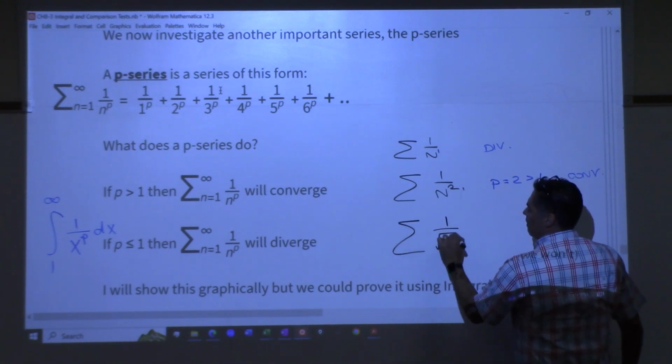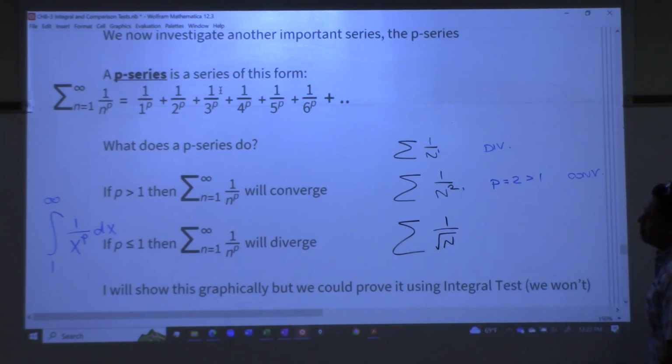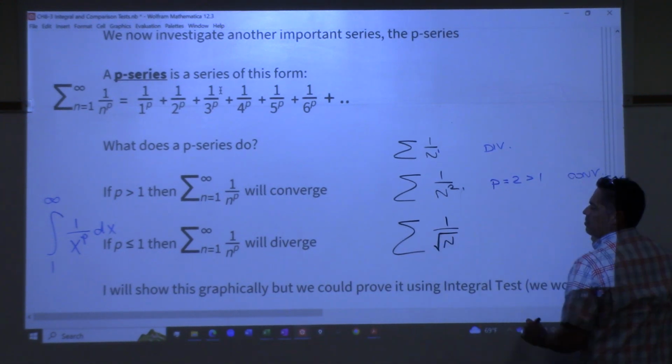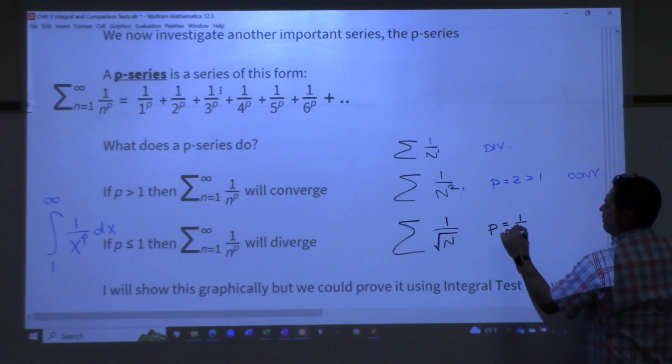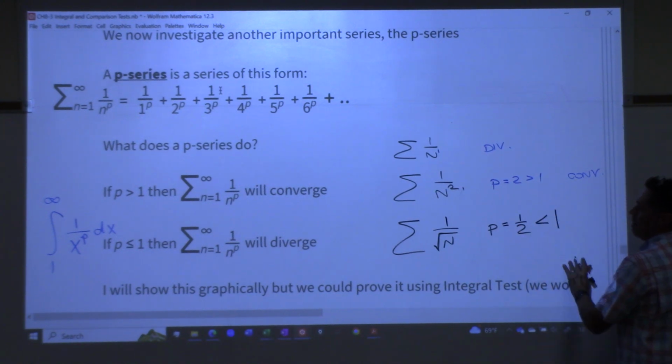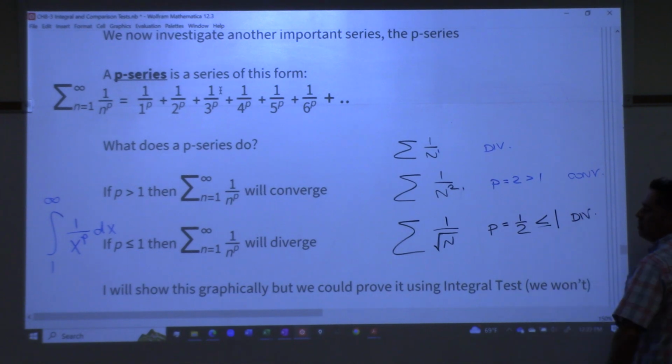How about this one? That's square root. So what's P here? A half. And a half is less than 1, right? And less than 1 is divergent. Well, less than or equal.